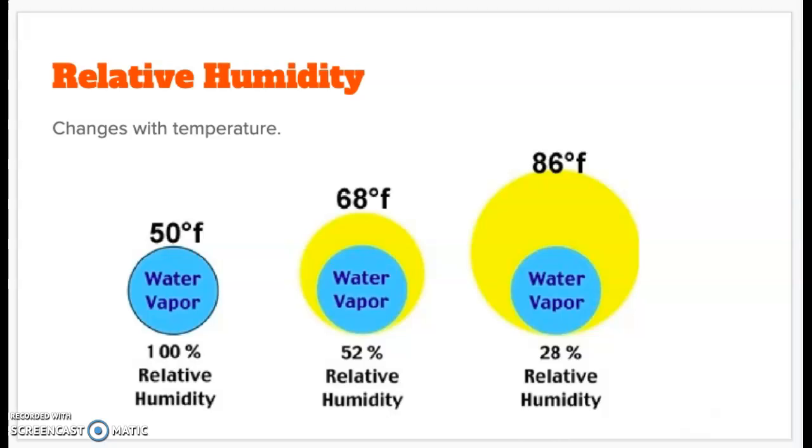Okay. If you get a little bit warmer, let's say it's at 68 degrees, you still have the same amount of water vapor, right? That blue circle doesn't change, but it only takes up 52% of that yellow circle, right?